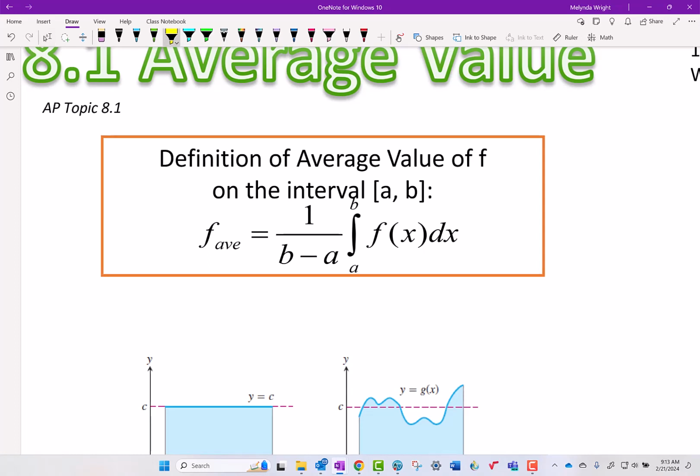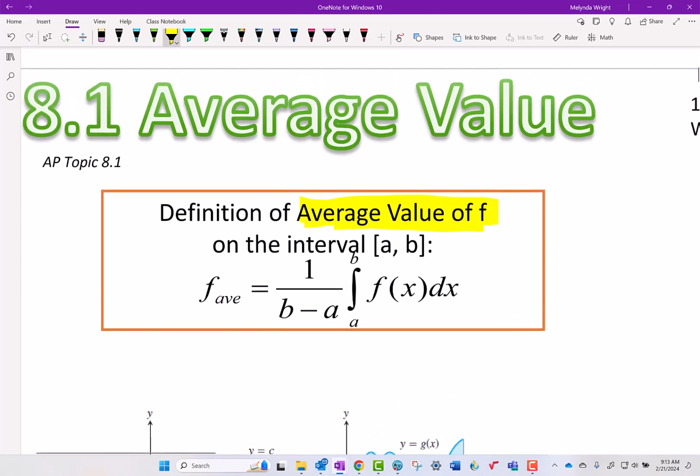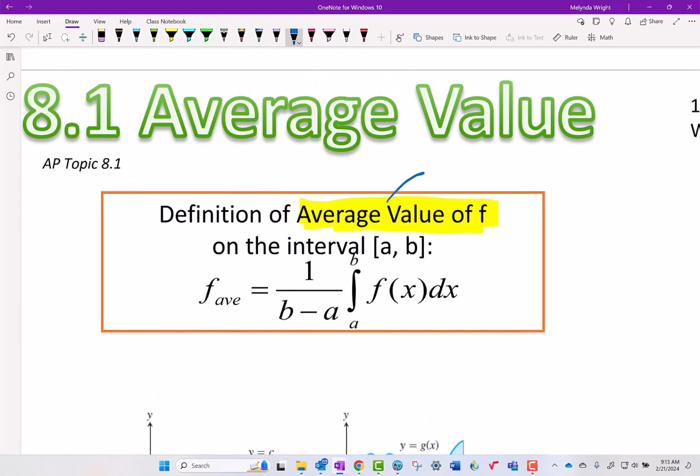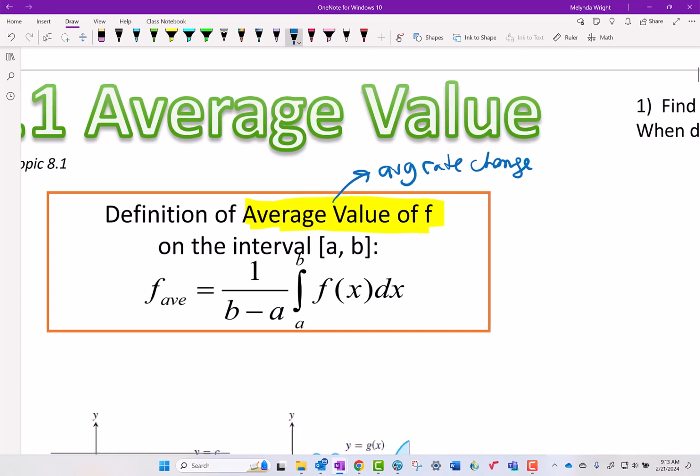If I want the average value of a function, now this is a different formula than the average rate of change. I'm just going to write this up here. Average rate of change is a different formula than the average value. Do we remember average rate of change? Right, f of b minus f of a over b minus a. That's the average rate of change formula. This is the average value formula.